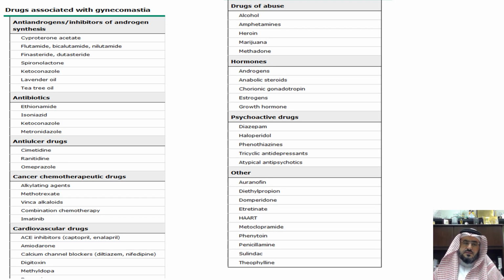And this is the big list of medications that could cause gynecomastia. So whenever you have a child, adolescent, or adult with gynecomastia, you have to take a medication history. It is very important to ask for medications because there are plenty of medications that could cause gynecomastia.